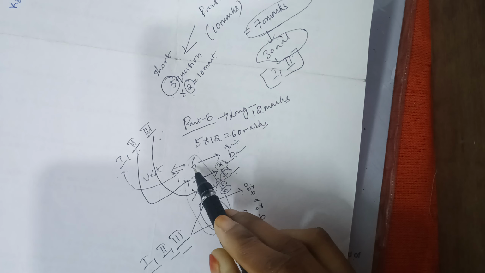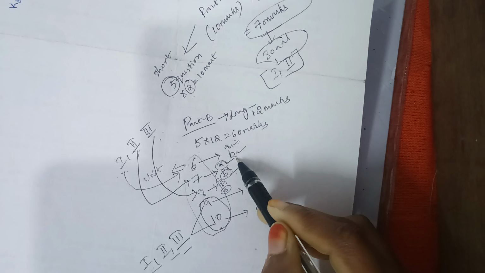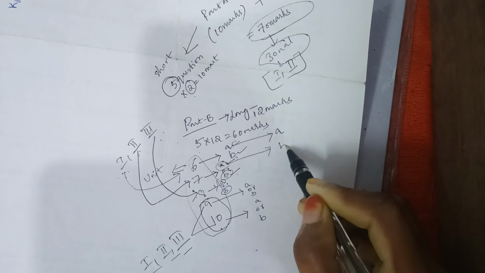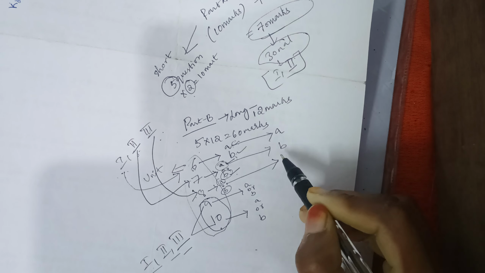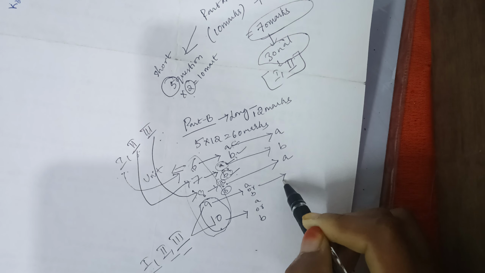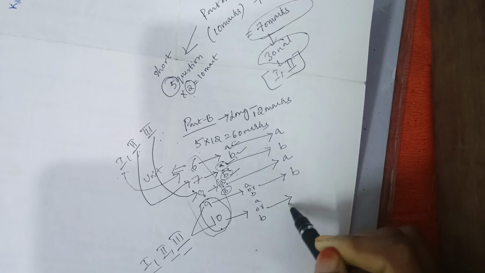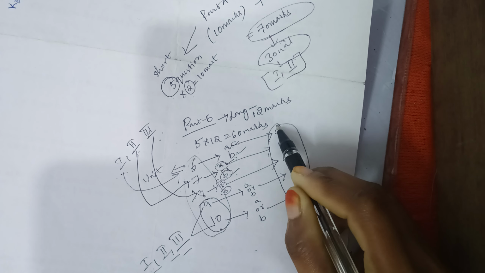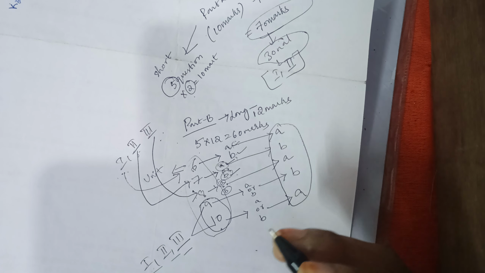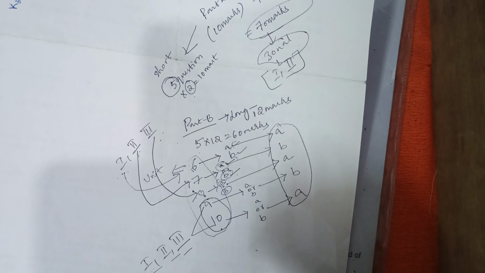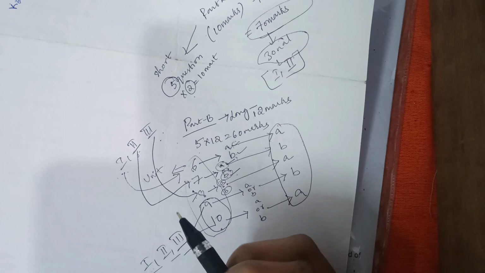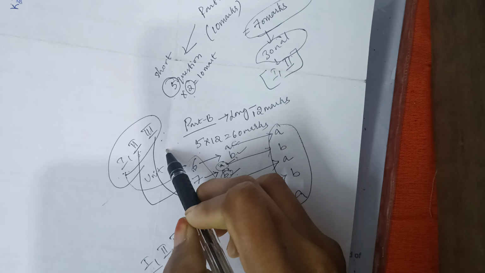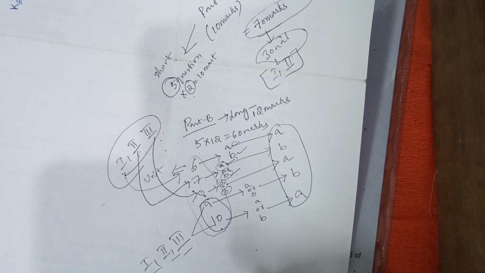So you will attempt from 6, A or B. Here if you attempt A, and from 7 if you attempt B, and in 8 if you attempt A, and in 9 if you attempt B, then in 10 if you attempt A, the 5 questions are covered. So have a strategy of learning the long answer type questions from all the 3 units, so that you can easily attempt the long answer type questions.